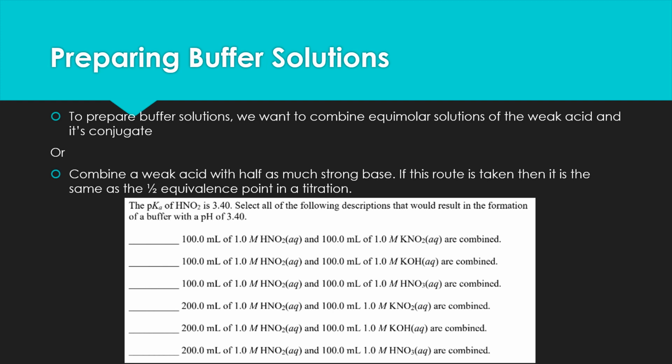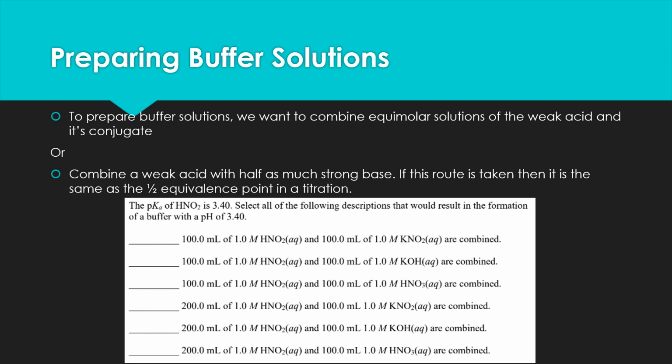So to prepare a buffer solution, if we want to make one, we want one of two options. We want to combine equimolar, equal moles, solutions of weak acid and its conjugate. So just like we saw on the previous slide, a weak acid like acetic acid, and then the acetate ion from a salt. So we want equal molar of that.